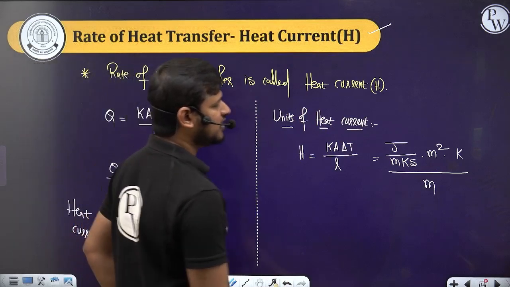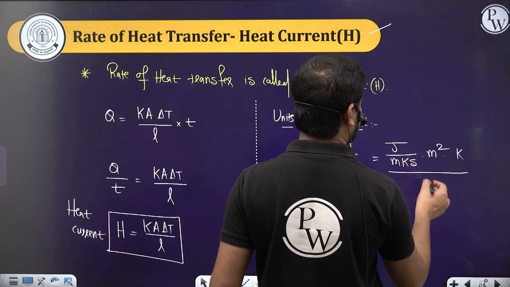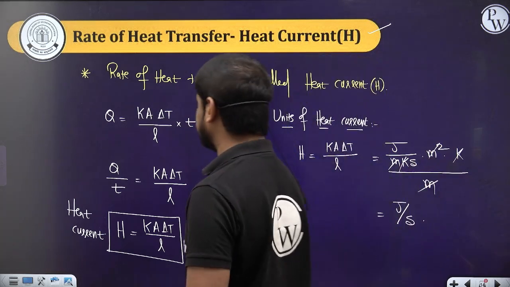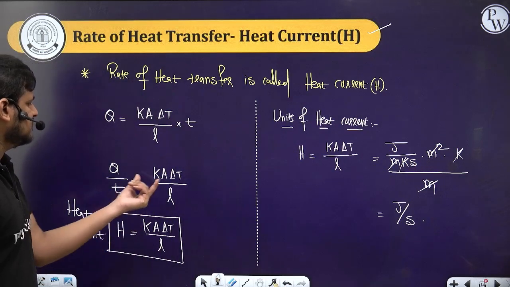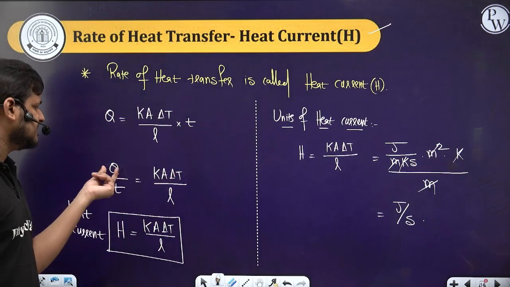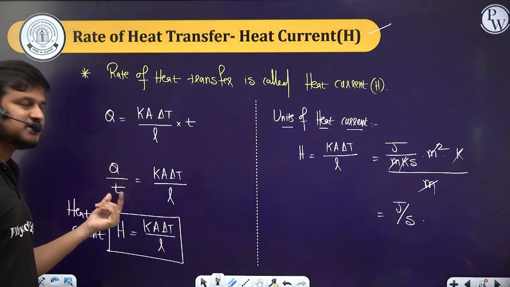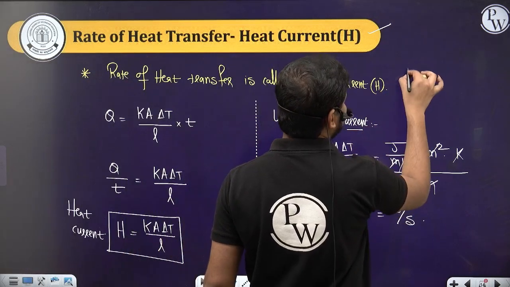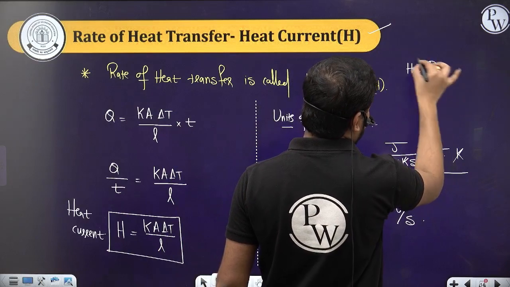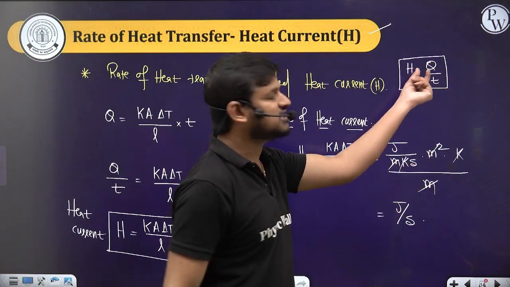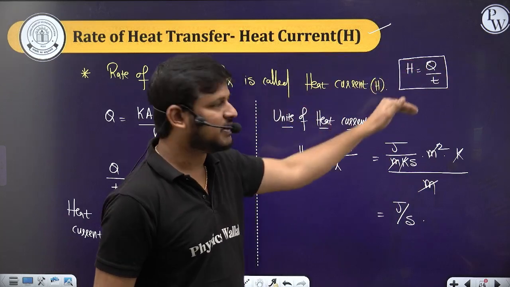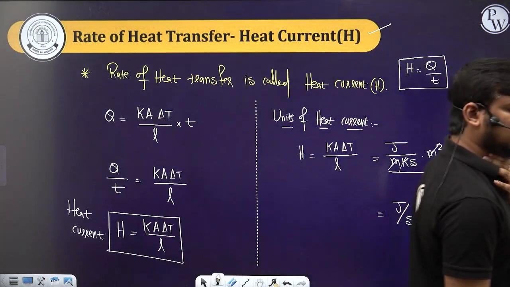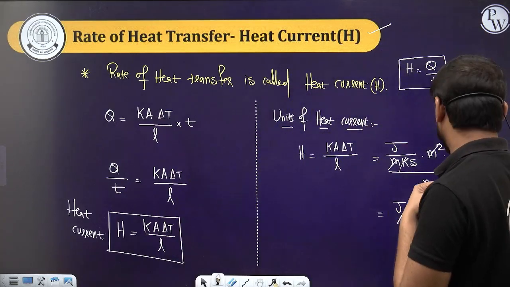So for the heat current units, meter square gets cancelled and Kelvin gets cancelled. It is simply joule per second. You can remember this: H is equal to Q by T. Q units are joule and time units are second, so joule per second is the unit of heat current. Done, everyone? Clear? Let's move further.